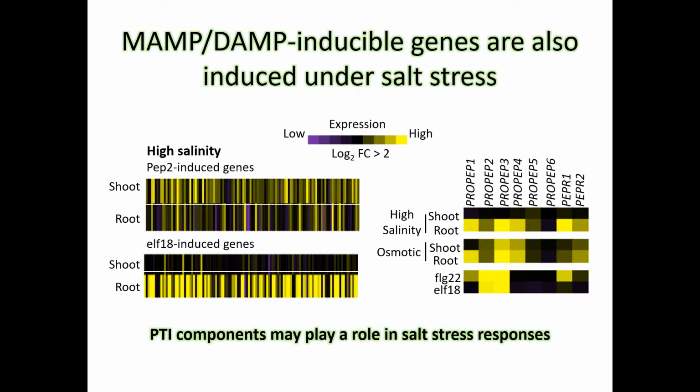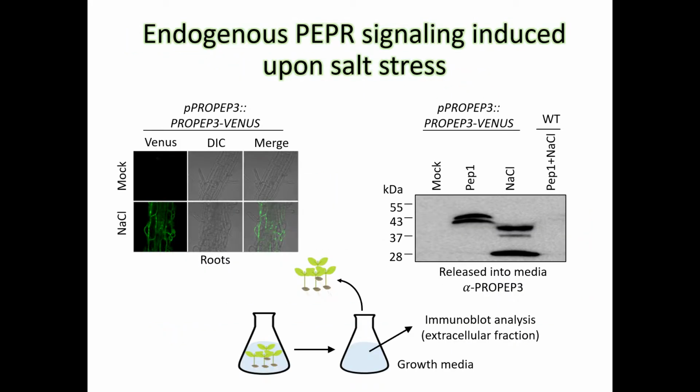So to validate this expression analysis, we traced and detected the induction of ProPEP3 in the roots of Arabidopsis thaliana when they are placed under salt stress. So these PEP peptides will naturally be secreted out of the cell, and indeed we did manage to detect the presence of ProPEP3 in the growth medium in which the plants were grown under salt stress.